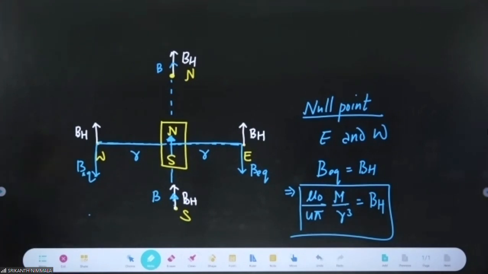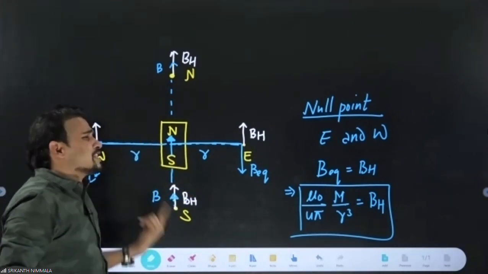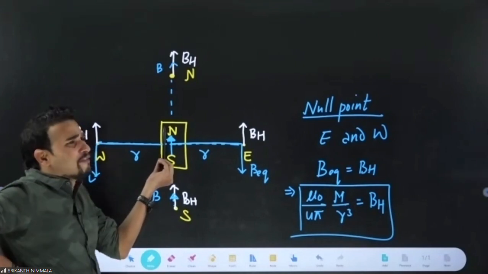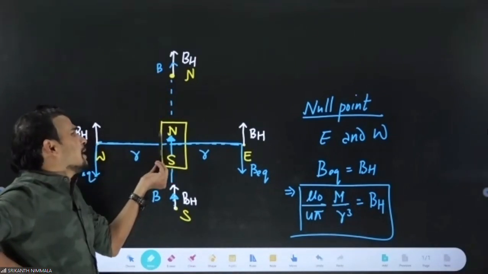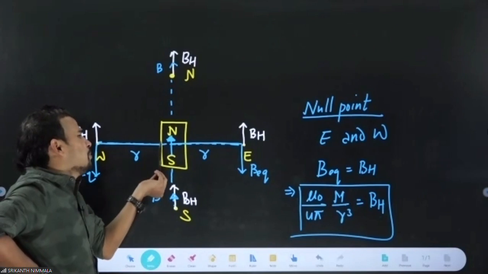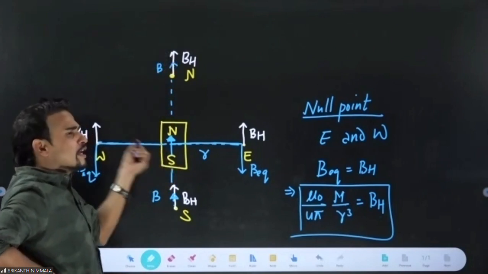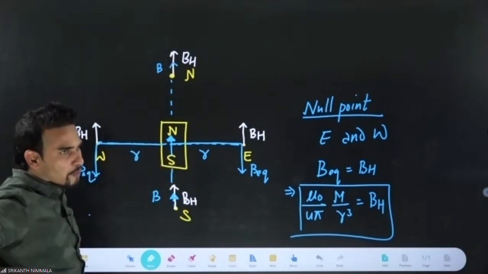It's so easy. So everywhere BH, BH, BH, BH now. One magnetic field this magnet will produce. I know this is axial. On axial, the magnetic field produced will be in the same direction as the dipole moment, so here also like this, here also like this. This is equatorial, opposite to the dipole moment. So from there we can get it.